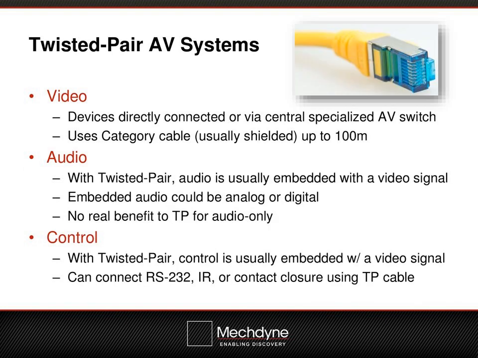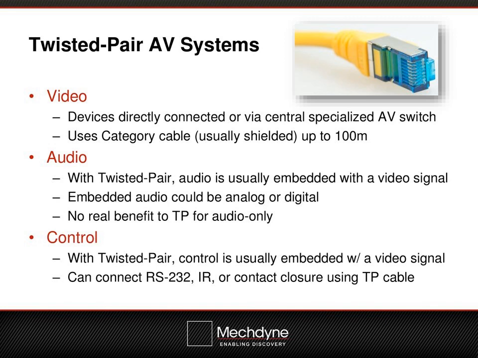So let's talk about twisted pair AV systems. Again, this would be something like the HDBaseT system I talked about earlier. Devices are either directly connected or via a central AV switch. Again, it uses the same type of network cable, this category cable. In this case, it's a special kind of category cable. In many cases, they need a shielded category cable, a little more expensive, a little more difficult to terminate, and you can normally run those up to about 100 meters.